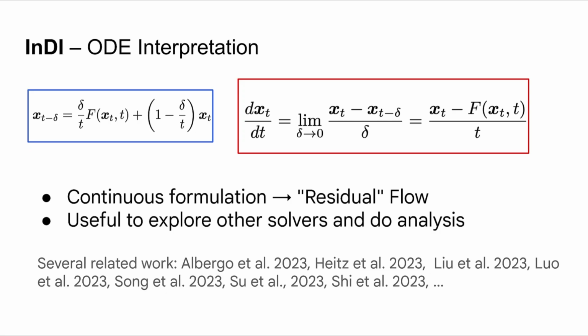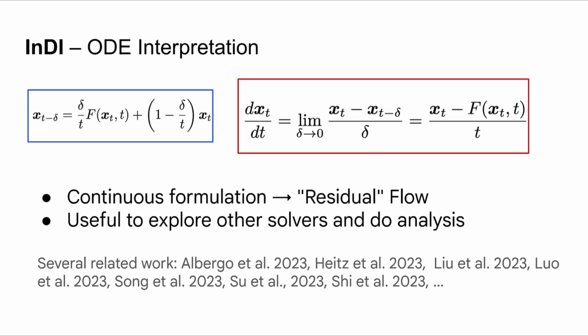We can take the InDI update rule to a limit and let delta, the step, be very small, close to 0. This leads to a continuous InDI formulation through an ODE. The ODE is quite simple. It's sort of a weighted residual flow where we evolve the image in the direction of the residual given by f, or in the ideal case, the posterior mean. This is useful for exploring other solvers and also for doing more analysis.